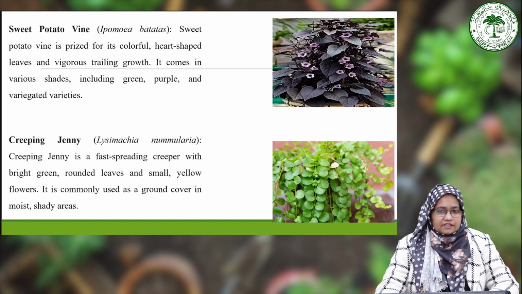The next creeper is creeping Jenny, which is also known as Lysimachia nummularia. Creeping Jenny is a rapidly spreading creeper distinguished by its vivid green, rounded leaves and petite yellow flowers. We can see there are beautiful vivid green rounded leaves. It is frequently employed as ground cover in damp, shaded locations.